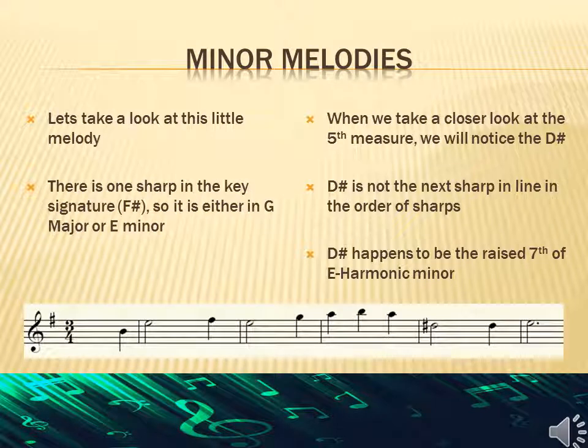Let's take a look at this little melody. There is one sharp in the key signature, F sharp, so it is either in G major or E minor. When we take a closer look at the fifth measure, we will notice the D sharp. D sharp is not the next sharp in line in the order of sharps. D sharp happens to be the raised seventh of E harmonic minor, and it sounds like this.